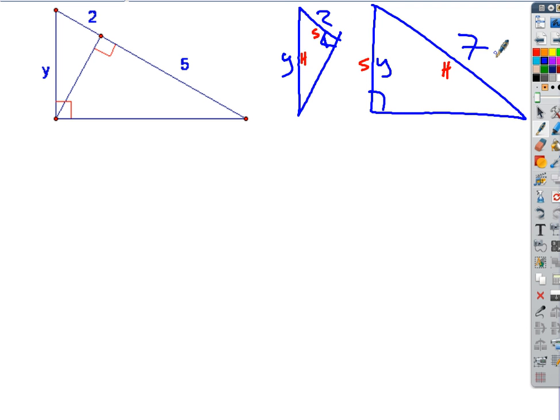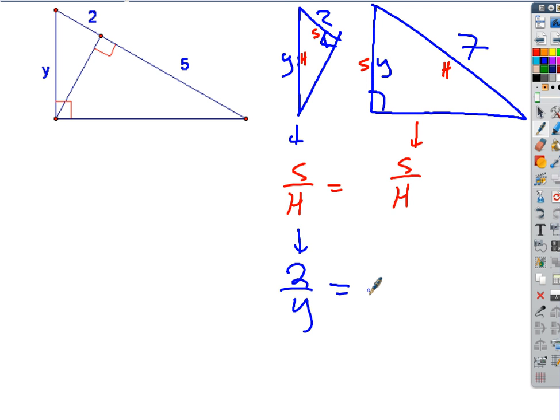I've got short and hypotenuse, so what's short over hypotenuse? 2 over y equals y over 7. How do I solve? Cross multiply. Yeah, y squared equals 14. Okay. There it is, y squared equals 14.